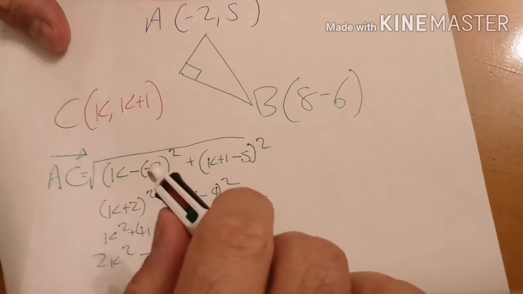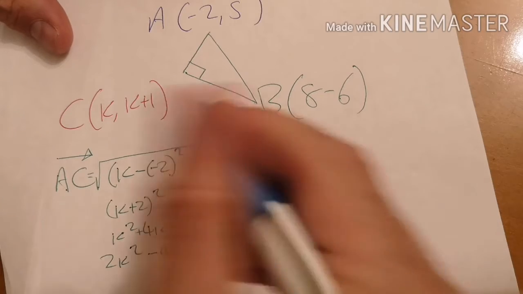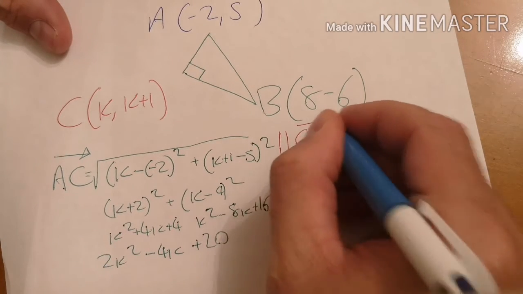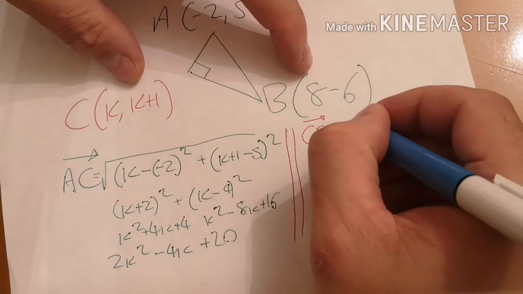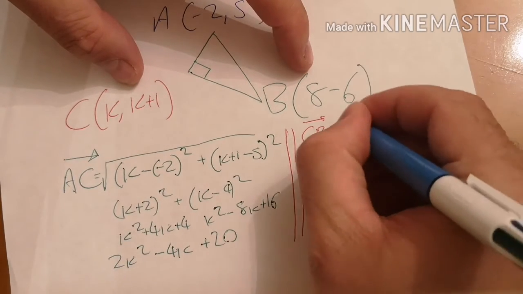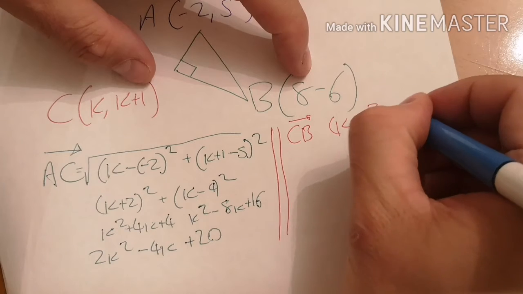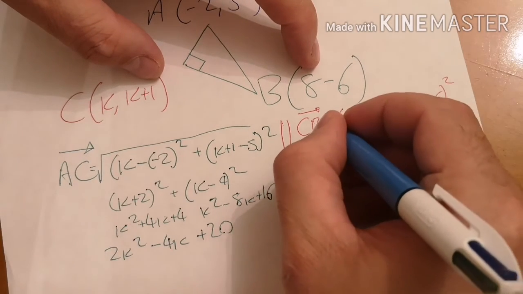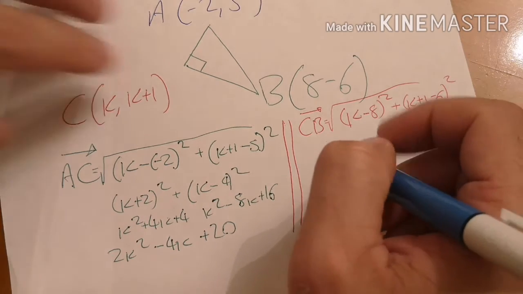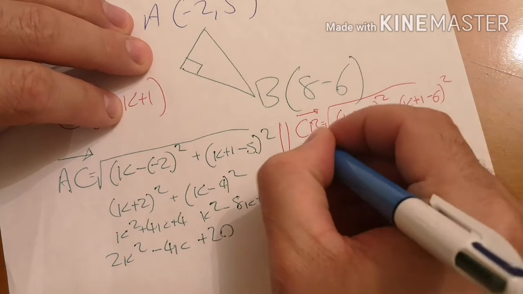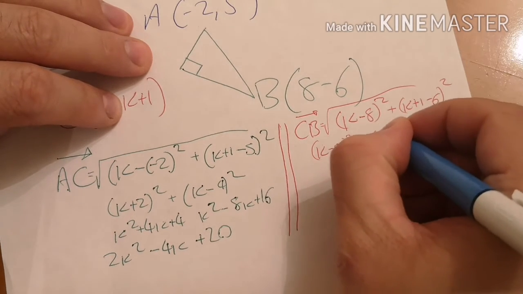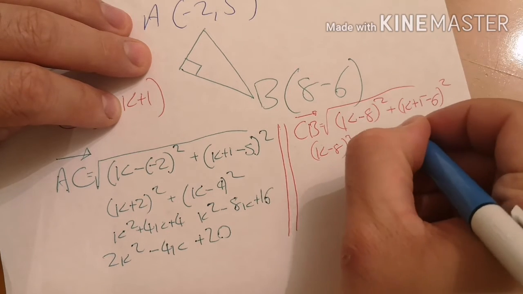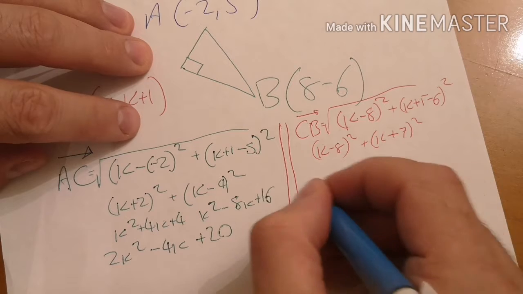Okay. Now I'm going to change colours just to make sure we're working out a bit more. I'm now going to do CB, and that's going to be (k − 8)² + (k + 1 − 6)², all of it square rooted, of course. So I've got (k − 8)² plus (k − 5)², because actually it is minus 6 squared. Let's expand this bracket.